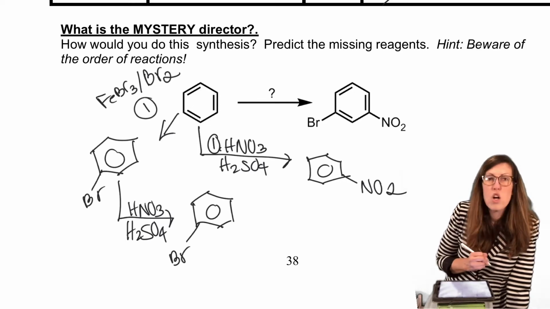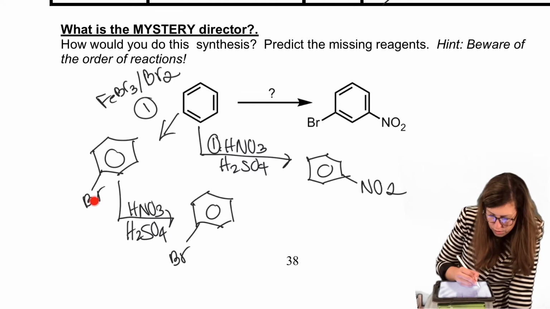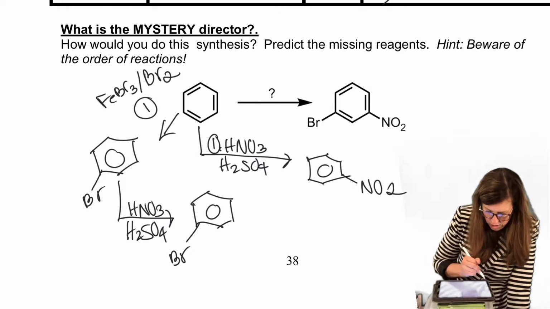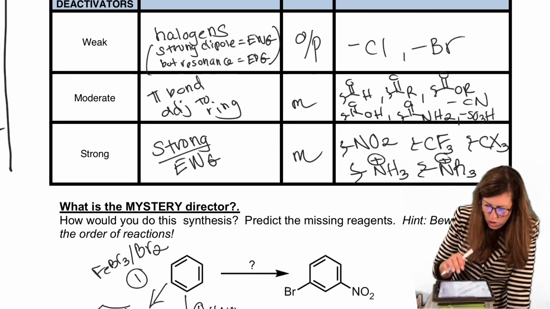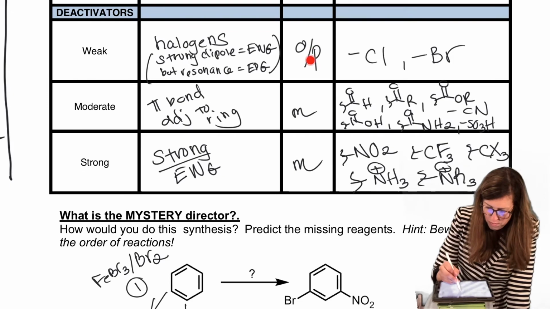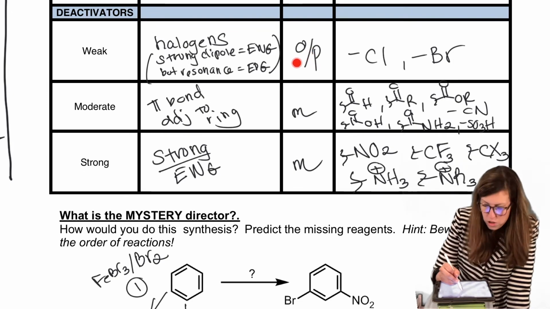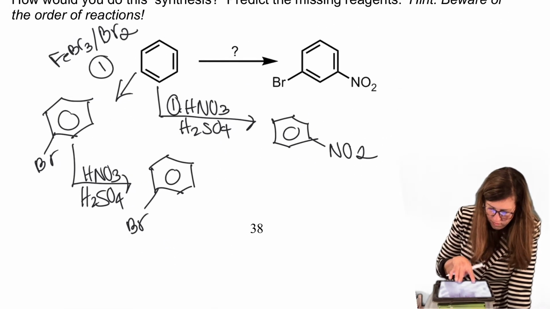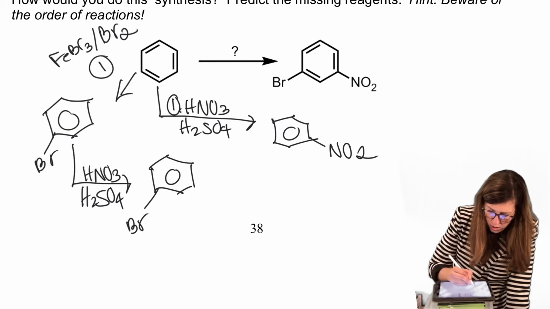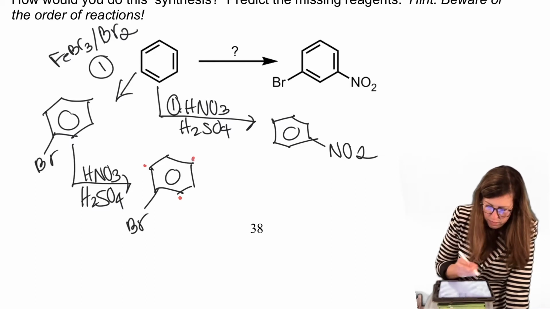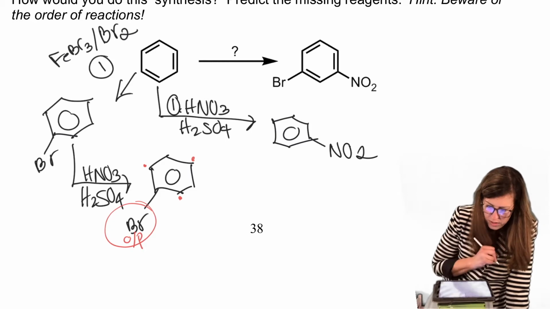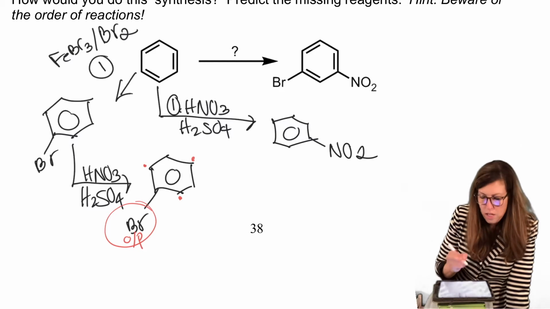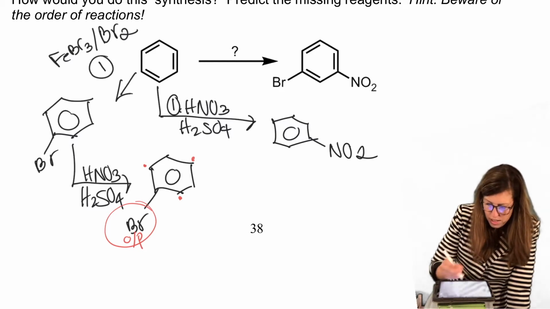Bromine was already on there. Now we have to say, okay, what does bromine like to do? Look at the chart. Bromine is off the chart now, an ortho-para director. We have to go ortho-para. We don't get a choice. So we can go here, here, or here. Because we're looking at that, and that tells us that we have to go ortho or para. So we kind of got ourselves in a pickle here because our product is actually meta.